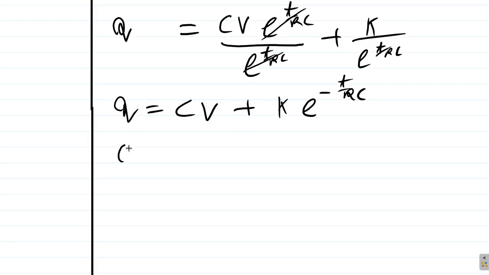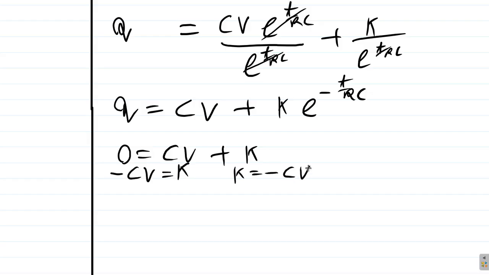So, Q is 0, 0 equals CV plus K e to the negative 0 over RC, where T is 0. But 0 over RC is 0. So, it's negative 0, same as positive 0. But when you raise a number to the power of 0, you get 1. So from this, if you subtract CV from both sides, you get negative CV equals K. So K is equal to negative CV. Alright. So that is what we have.